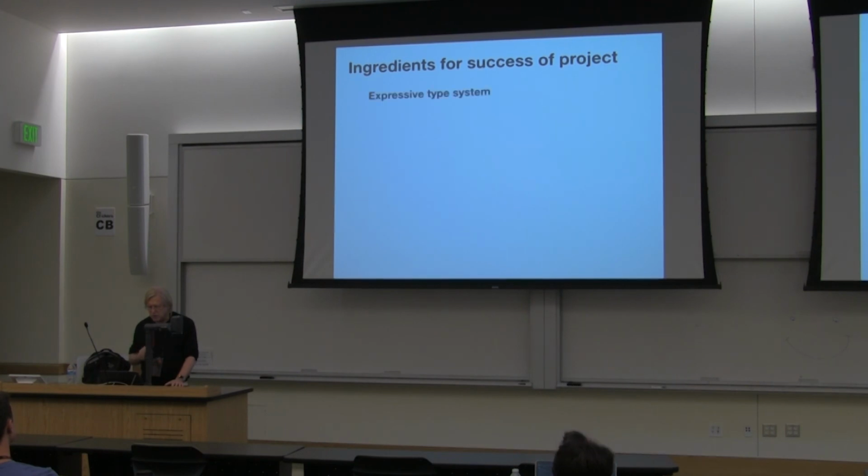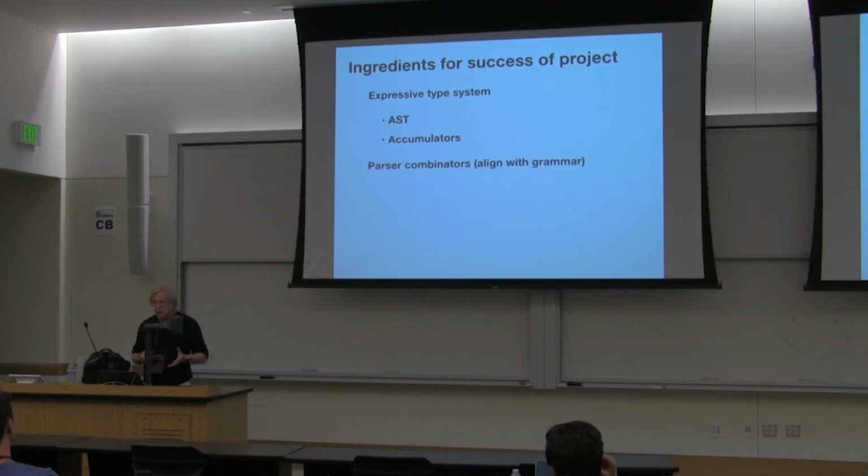The ingredients for this were an expressive type system. They told me I have to have a conclusion, so here it is. An expressive type system. So, formulating the AST was key. Formulating the notion of accumulators was key. You need a good system of parser combinators, which Elm has, and Elm is fast. So for me, those were the things that made the project possible.